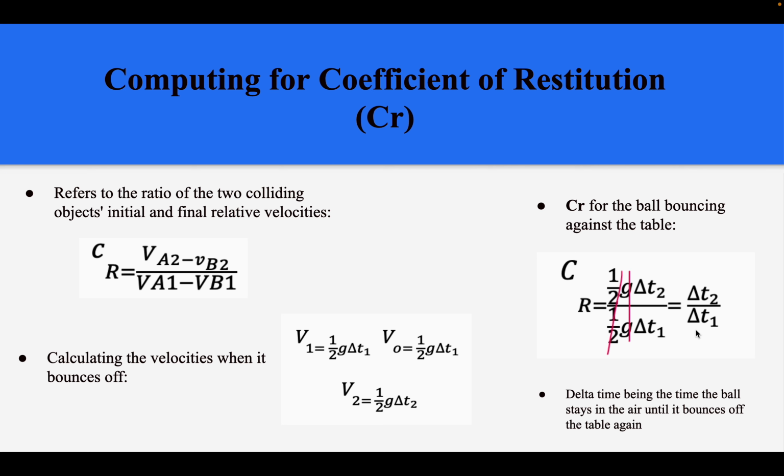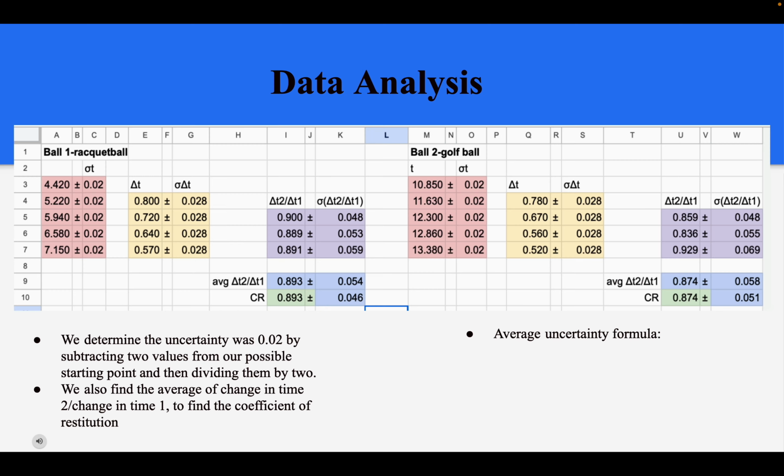This also helps to determine if the collision lost kinetic energy, because if this coefficient is 1, it means that it's an elastic collision, so kinetic energy is conserved. But if it's 0, it means that it's an inelastic collision, which means that some kinetic energy was lost or converted into another type of energy.